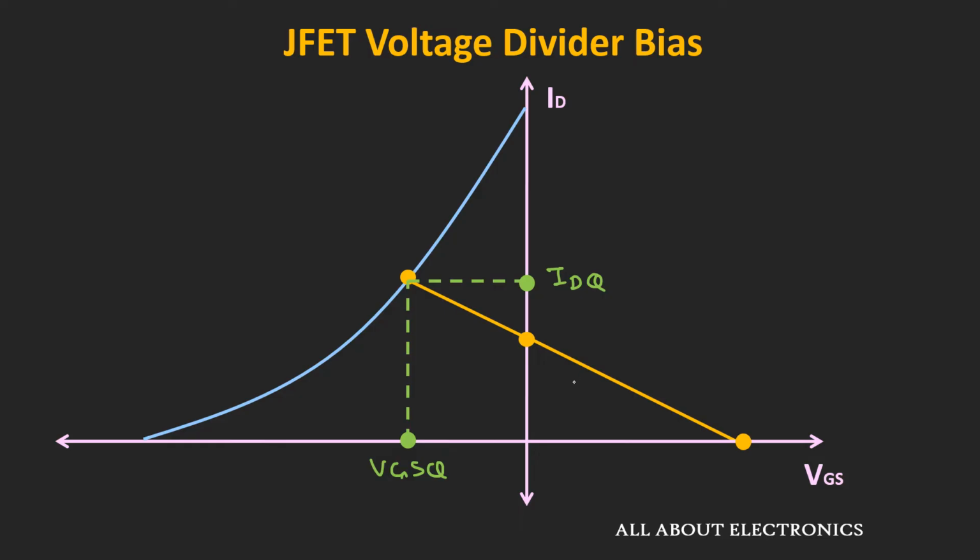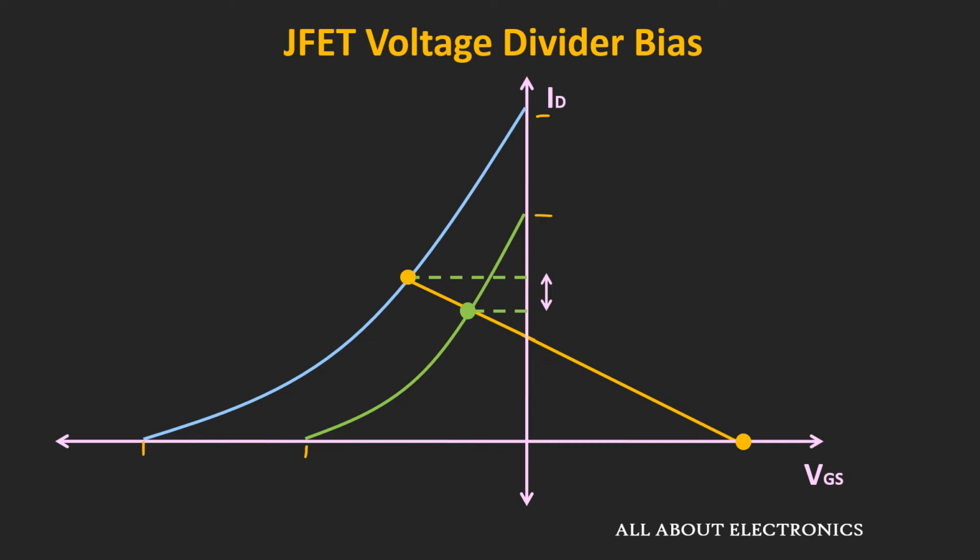Now let's consider the variation in this transfer curve. Let's say this blue curve shows the maximum value of the IDSS and the VP. And this green curve shows the minimum value of the IDSS and the VP. So if this is the maximum variation in the IDSS and the VP, then the variation in the drain current would be this much. And let's compare this variation with the self-bias configuration.